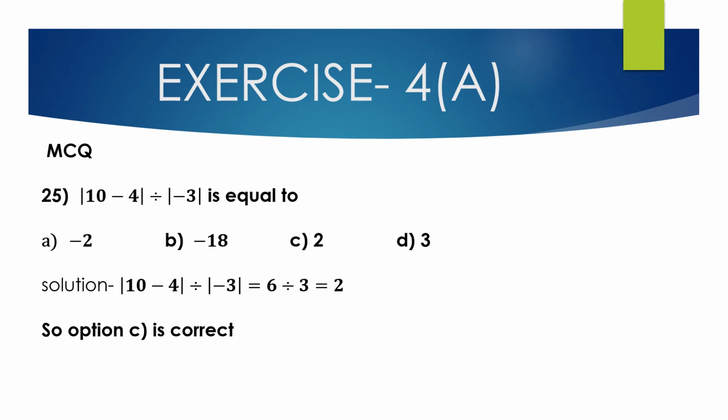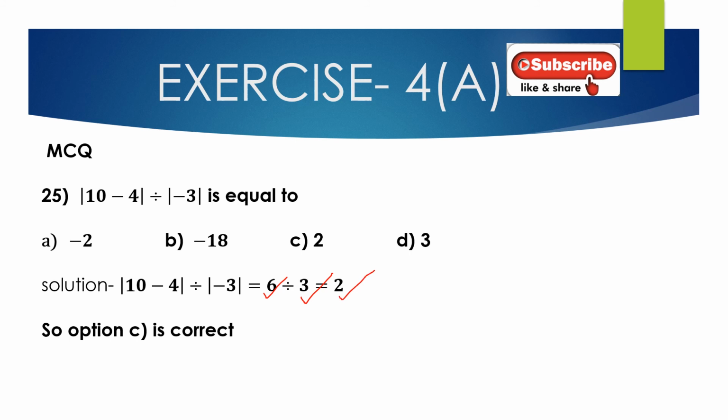Now we solve question number 25, an MCQ question. Question number 25 is the absolute value of 10 minus 4, divided by the absolute value of minus 3, is equal to. Options given are option A minus 2, option B minus 18, option C 2 and option D 3. We know 10 minus 4 is 6, and the absolute value of 6 is 6, and the absolute value of minus 3 is positive 3. So 6 divided by 3 is 2.